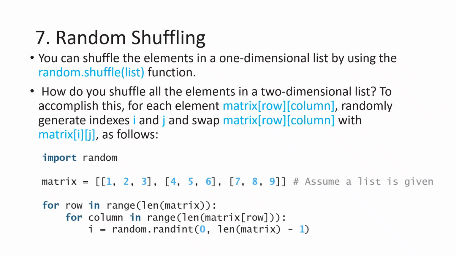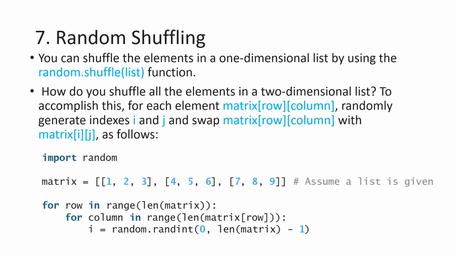Random shuffling. You can shuffle the elements in a one-dimensional list by using the random.shuffle(list) function. How do you shuffle all the elements in a two-dimensional list? To accomplish this, for each element matrix[row][column], randomly generate indexes i and j and swap matrix[row][column] with matrix[i][j] as follows.